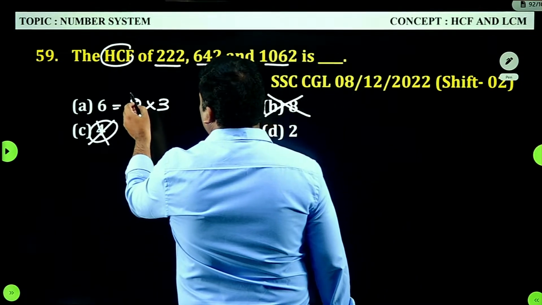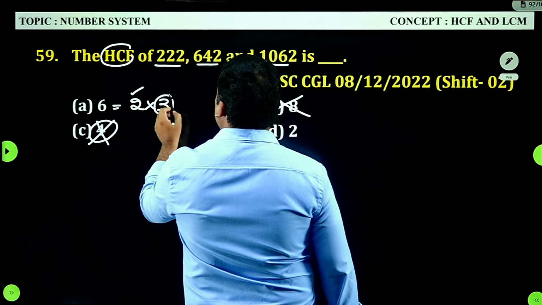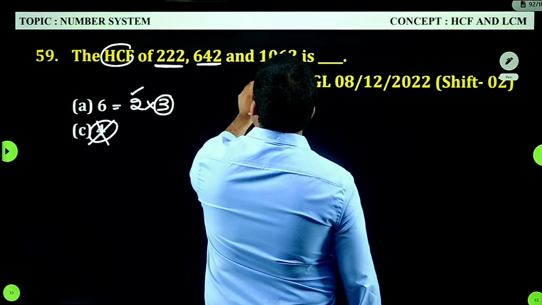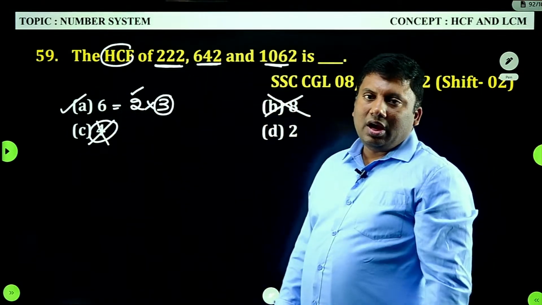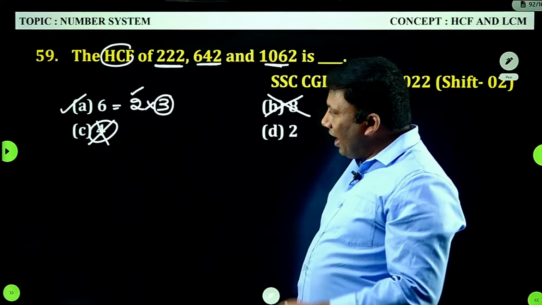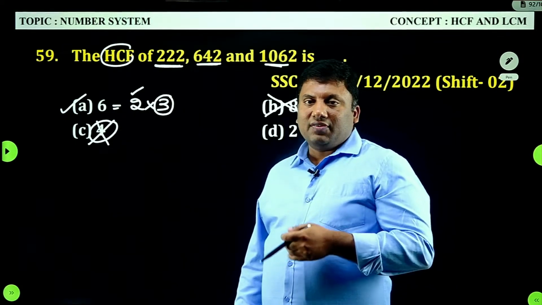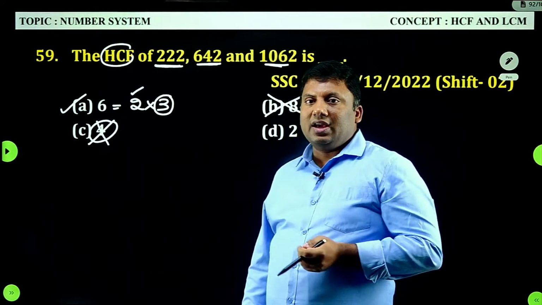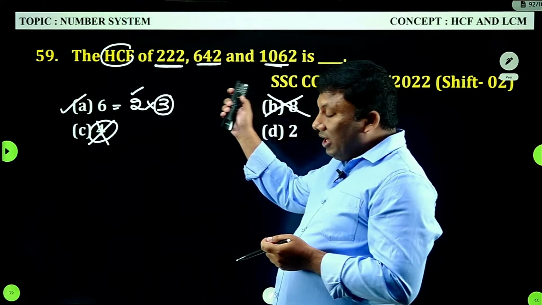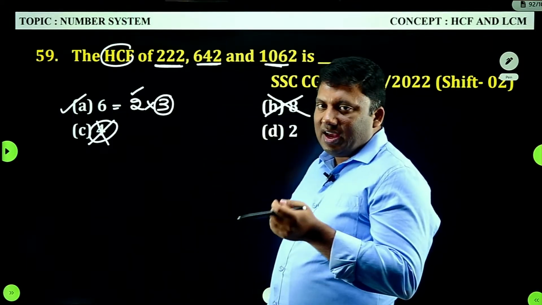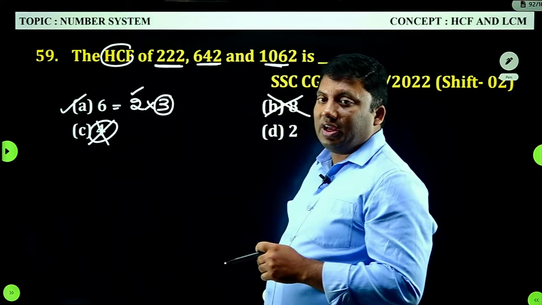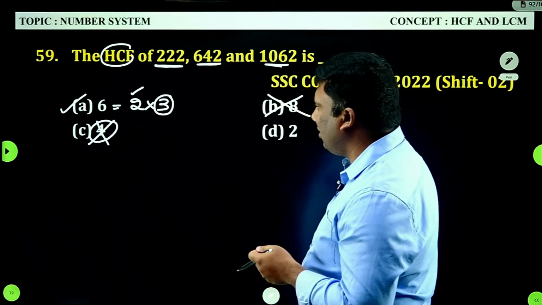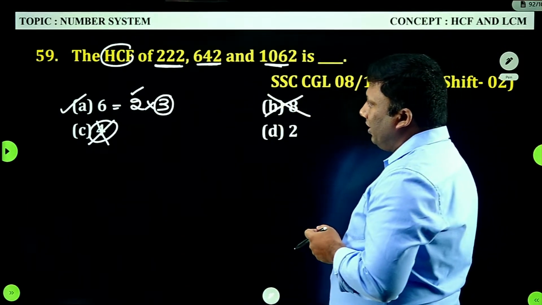So 2 is possible. The answer is divisible by 3. Divisible by 3, divisible by 3, divisible by 3. The answer is 6. The answer is divisible by 6. That means it is divisible by 2 and 3. The HCF of even numbers is an even number. Definitely 2 will come. All are divisible by 3. The answer also should be divisible by 3.